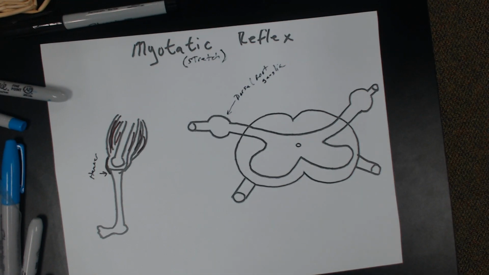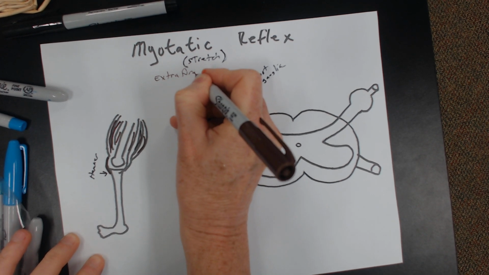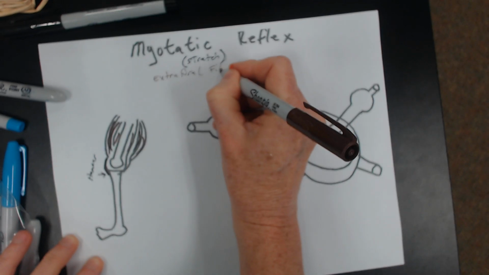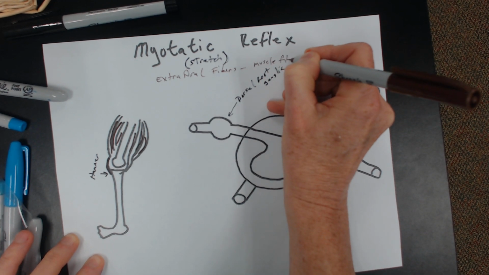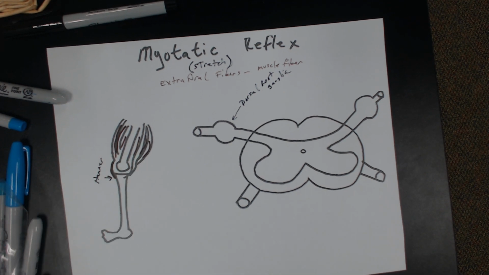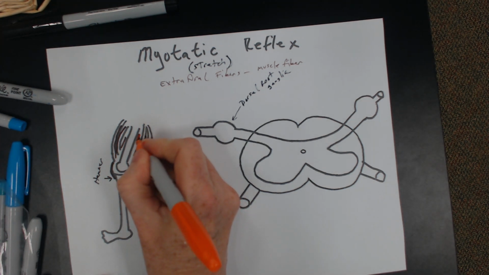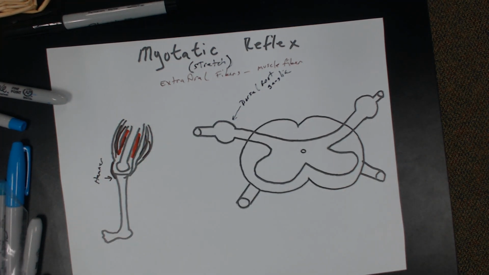In general, your basic muscle fibers have a special name. They're called extrafusal, F-U-S-A-L, fibers. And that's just your basic muscle fiber. So your extrafusal fibers, or your basic muscle fibers, are what I've shown here in brown. And in addition to your extrafusal fibers, you also have something called intrafusal fibers, and I'll represent those here as orange.